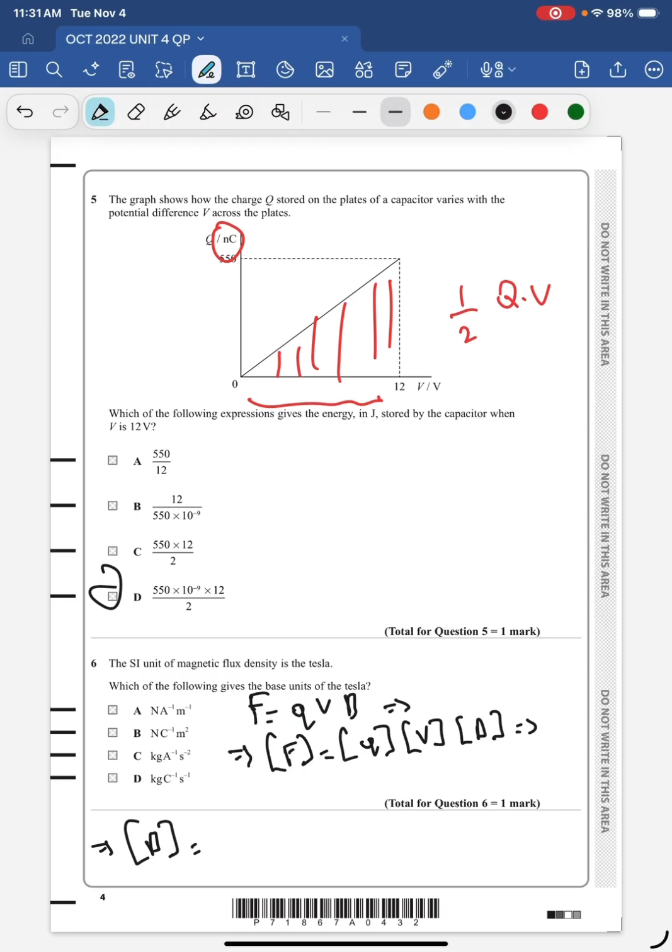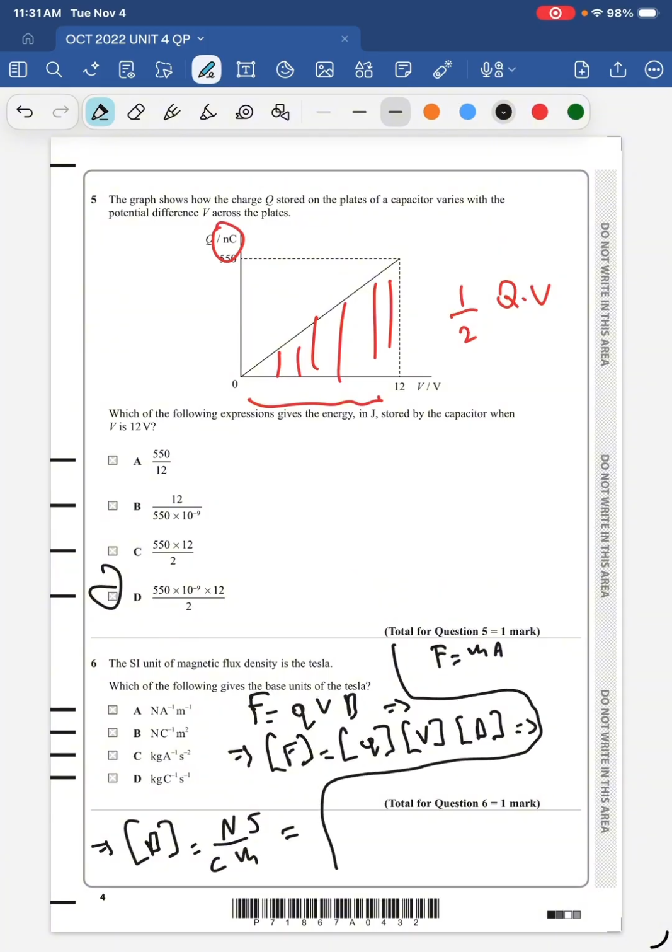So B is F over QV. What are the units for F? Newtons. Over, what are the units for Q? Coulombs. What are the units for V? Meters per second, right? But Newton is not expressed in base units. In base units, you have to remember that F is MA. Let's use the square brackets, which denote the units of a quantity. So newtons is kilograms times meters over second squared, right? So let's replace that.